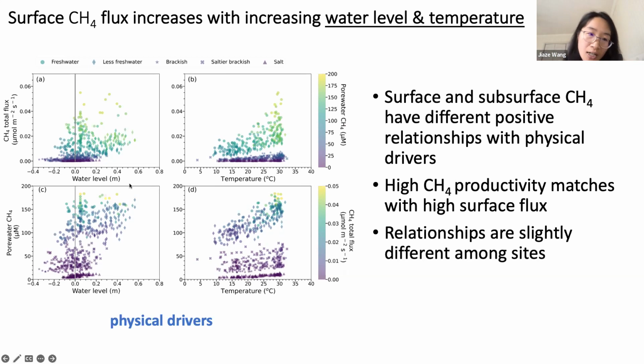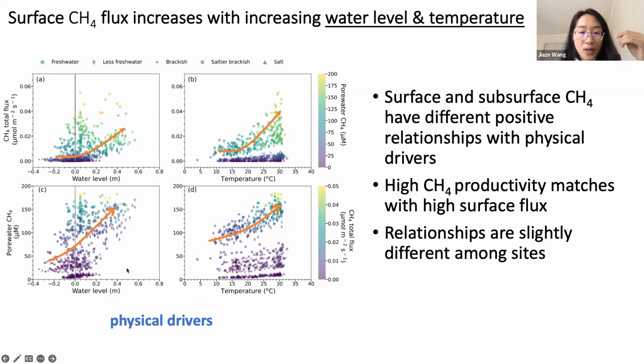So I plotted the surface methane flux against the water level for all the sites I picked, and also against the temperature. I did the same thing for the subsurface pore water methane concentration with those two physical drivers, and you can see both the surface flux and the subsurface concentration share a similar feature: they increase with inundation and also increase with temperature.